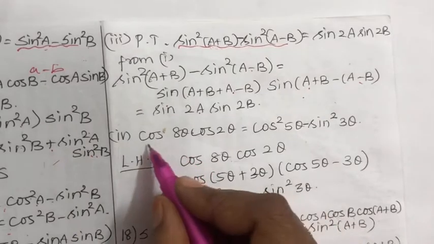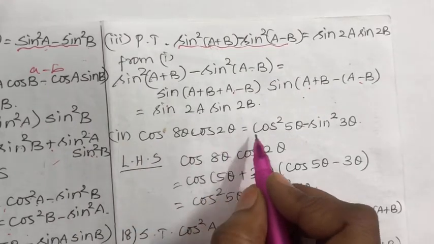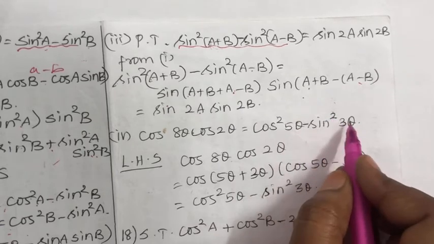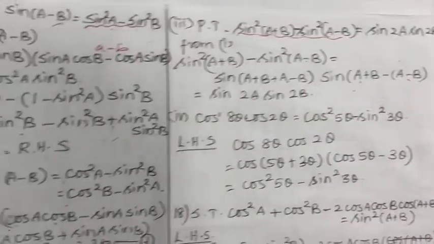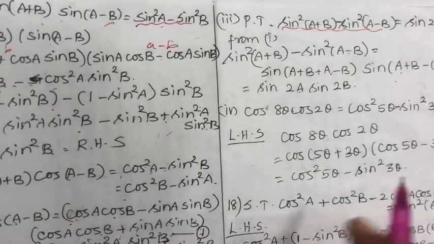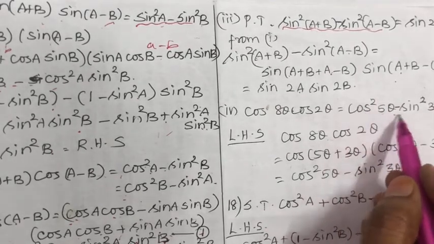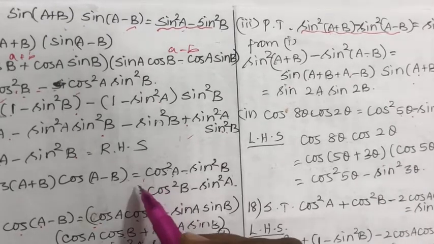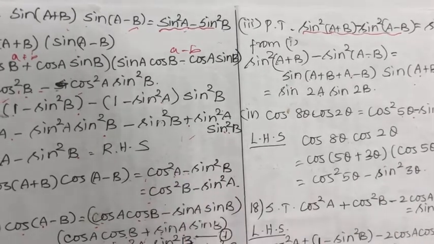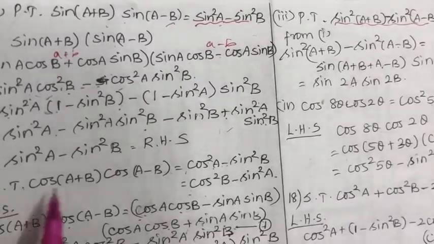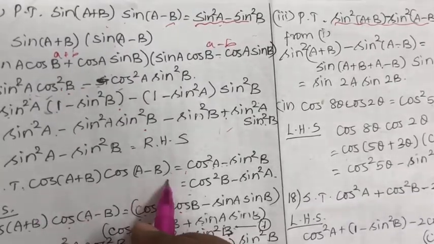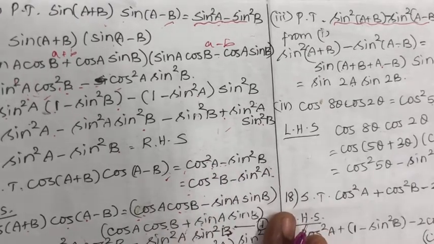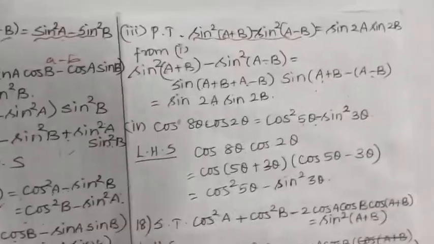Fourth one, cos 8 theta cos 2 theta is equal to cos square 5 theta minus sin square 3 theta. So cos square A minus sin square A. Here our result is the second result, cos square A minus sin square B is equal to cos(A plus B) into cos(A minus B). So cos square A minus cos square B. Okay, so we are going to use this result.